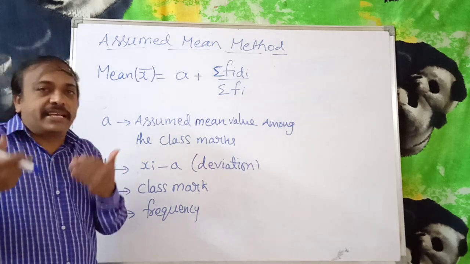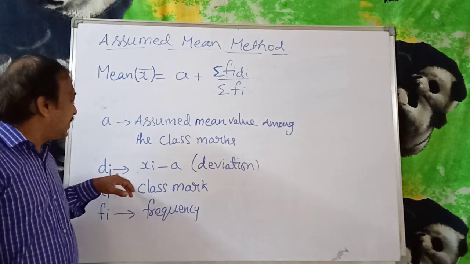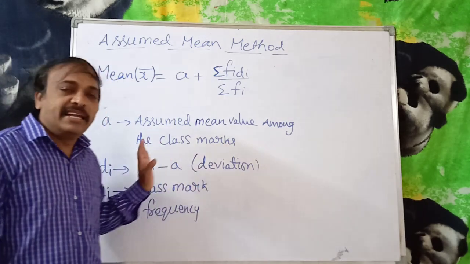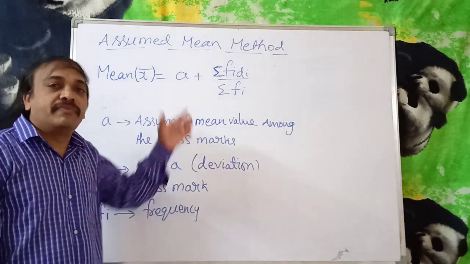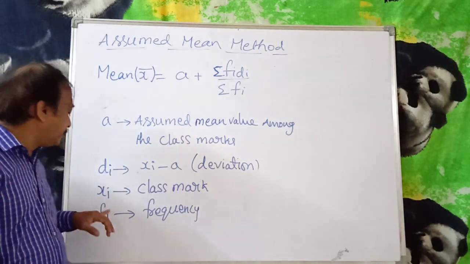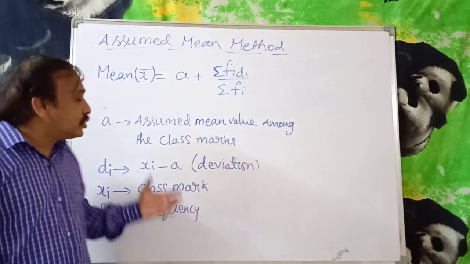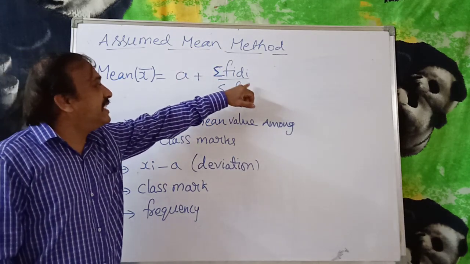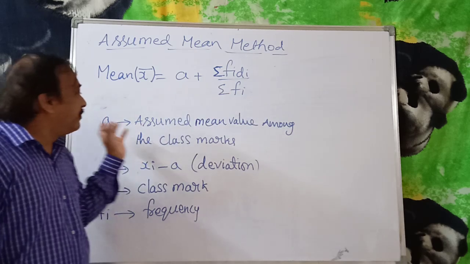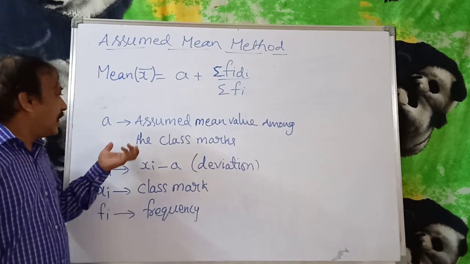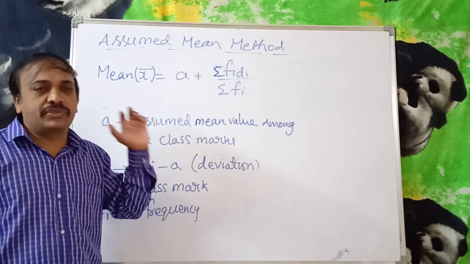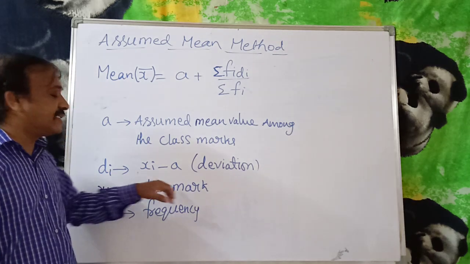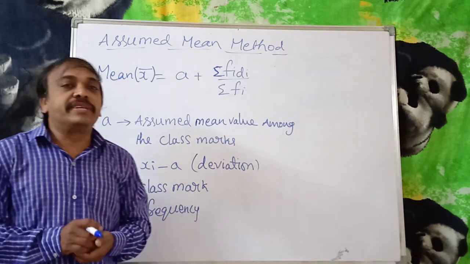We are reducing the data, that is, deviating. So deviation di is equal to xi minus a. Xi is the class mark for the class intervals we calculate, and fi is the frequency. So these are the terms included in this: a plus sigma fi di by sigma fi, where a is the assumed mean value among the class marks. Any value you can assume among the class marks. Di is xi minus a, the deviation. Xi is the class mark and fi is the frequency.